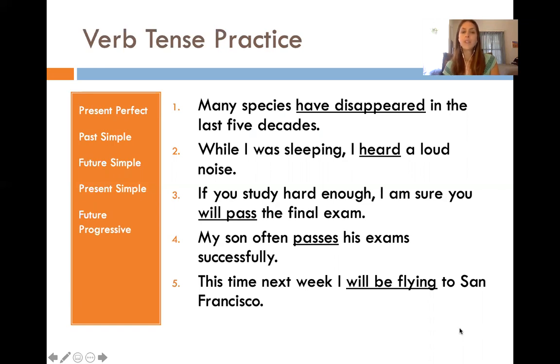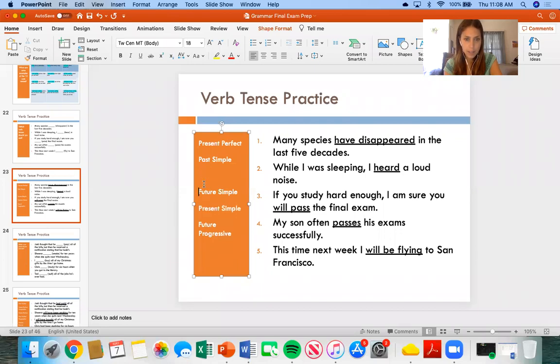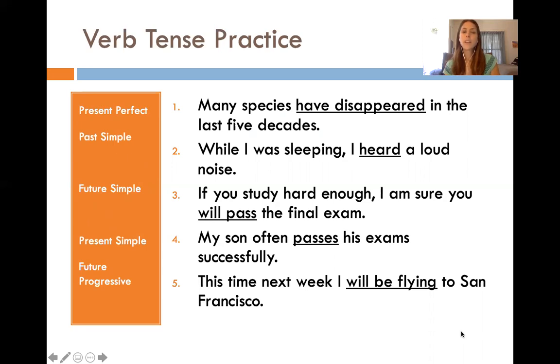Number 3, if you study hard enough, I'm sure you will pass the final exam. This is the future simple. I'm sure you will pass the final exam. If you do this, you will do this. This is a conditional. We haven't talked about conditionals, but if we're thinking about it in terms of you will do something in the future, you could also say you are going to pass the exam, okay? So we're just focusing on the future simple in number 3.